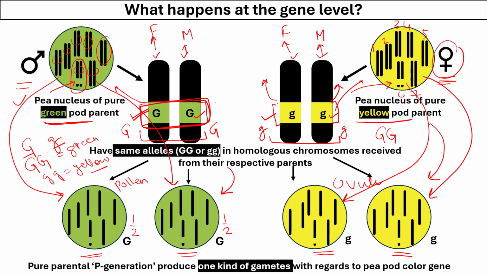So the pure parental generation produces one kind of gamete. That means the capital G and this capital G are now separated. This has gone in one of the gametes and this has gone in one of the gametes. And here also the two alleles have separated. One has gone in one gamete and the other has gone in the other gamete. So these have separated from each other. They are not influencing each other, they are not sticking together. Both the capital G's are not going in the same gamete. They have separated from each other.